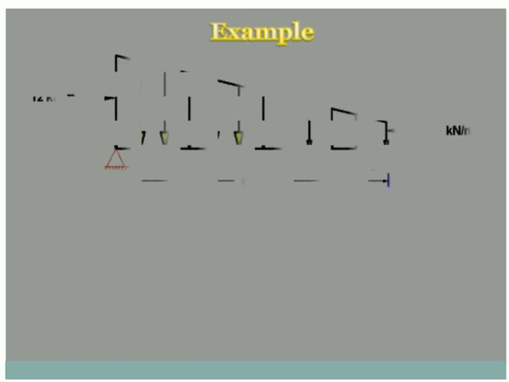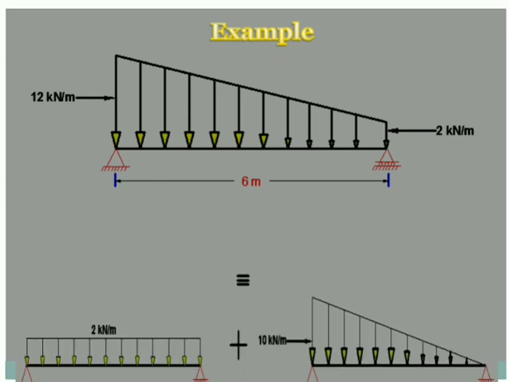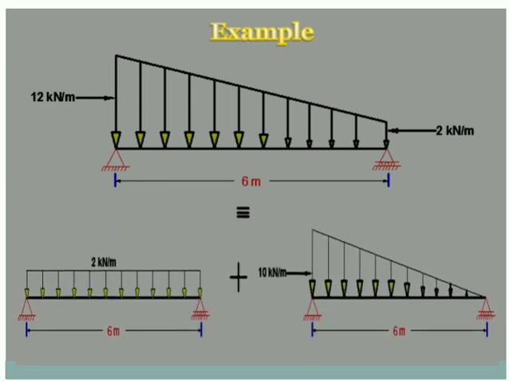So the last part of your loading, let us try and understand with an example, which is a UVL, but it is trapezoidal in shape. Now this we can break into two parts. See here friends, we have the highest intensity as 12 kilonewton per meter, and on the right side it is not becoming 0, it is 2 kilonewton per meter. That means we can break this entire figure into two parts. One is a UDL and one is a triangular UVL.